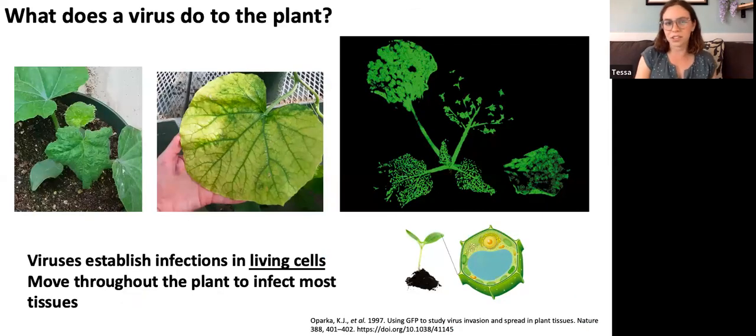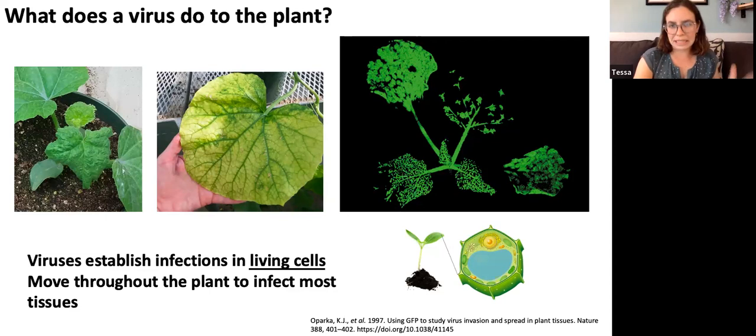What does the virus do in the plant? The virus needs to be in living cells. And from those living cells, it can move throughout the plant and infect most tissues. Pictured here is a cultivated squash and melon infected with two different squash viruses. So whoever put yellow leaves in the word cloud, excellent. Wilting, also great. These are some really deformed looking leaves. On the right is an image where you can see the leaves and the plant are all fluorescent. This is a virus that's been tagged with fluorescence, and you can see how it's distributed all throughout that plant.